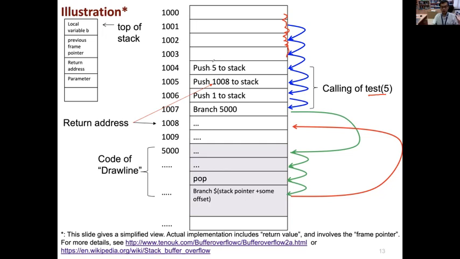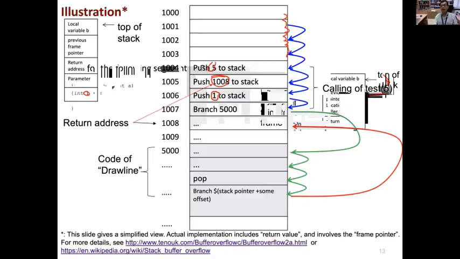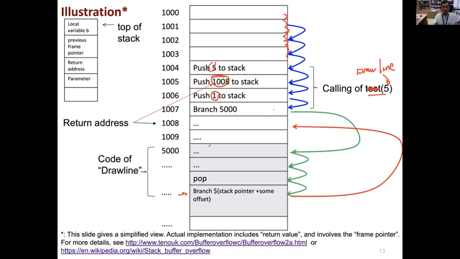So we push 5. 5 is the parameter, so 5 is pushed into the stack, and the return address. This is very important. The return address is also pushed into the stack, and 1 is a local variable. After everything is pushed into the stack, you branch to the function call. So you branch to the function call over here. Sorry, this one should be a drawn line. So we go to the function call.